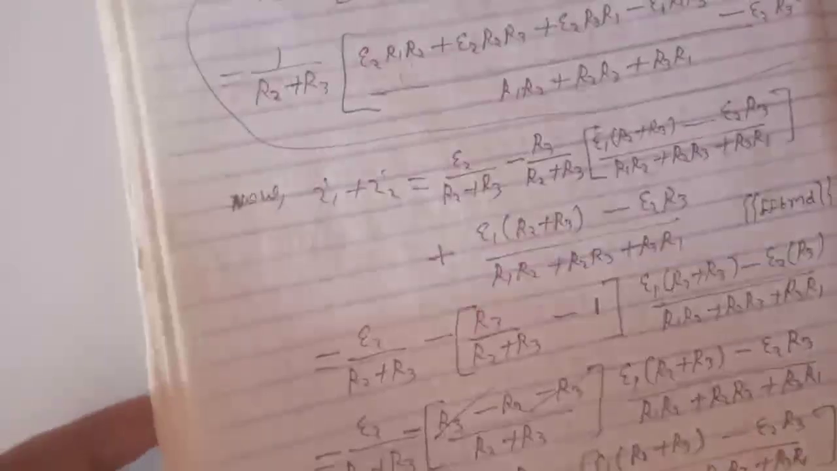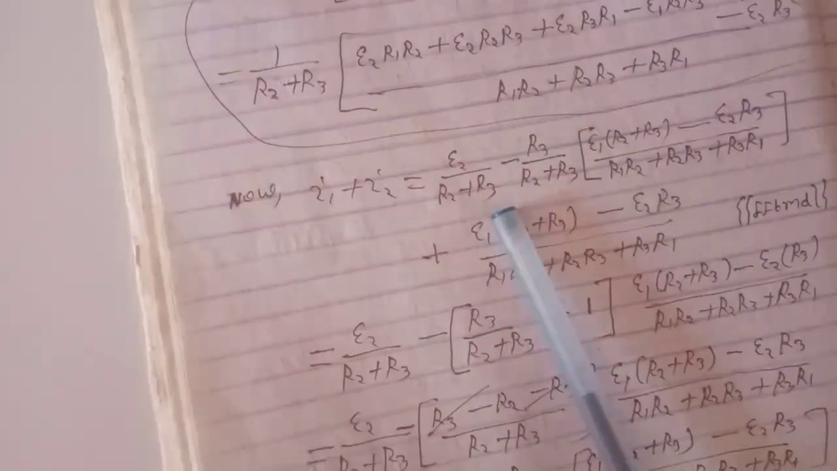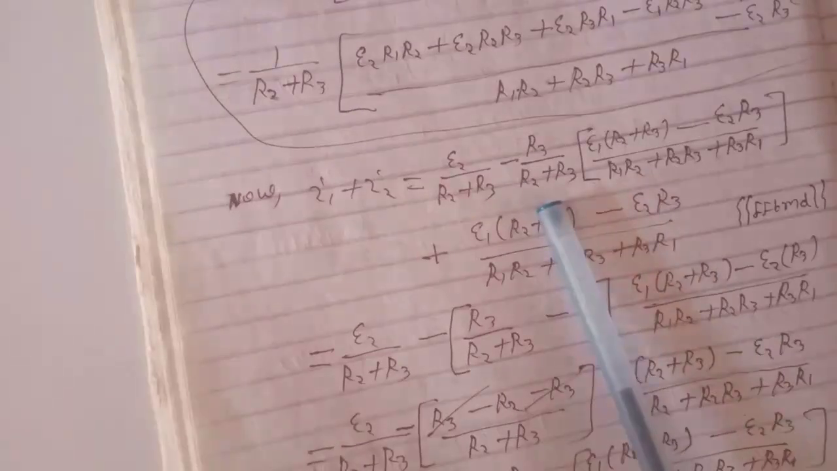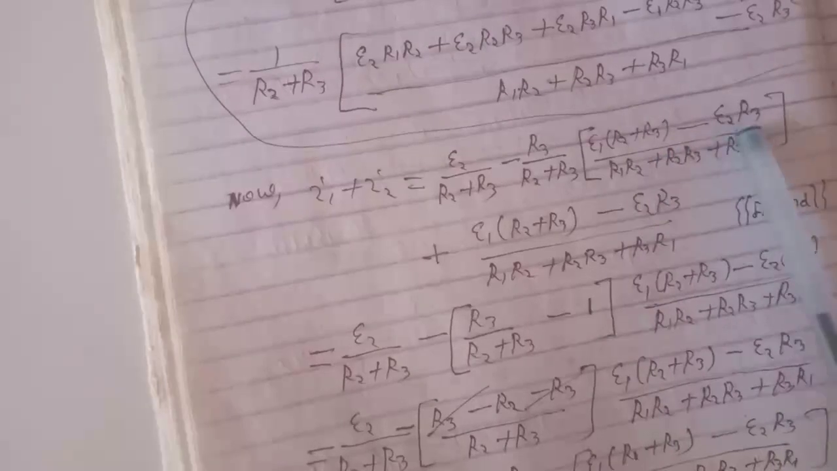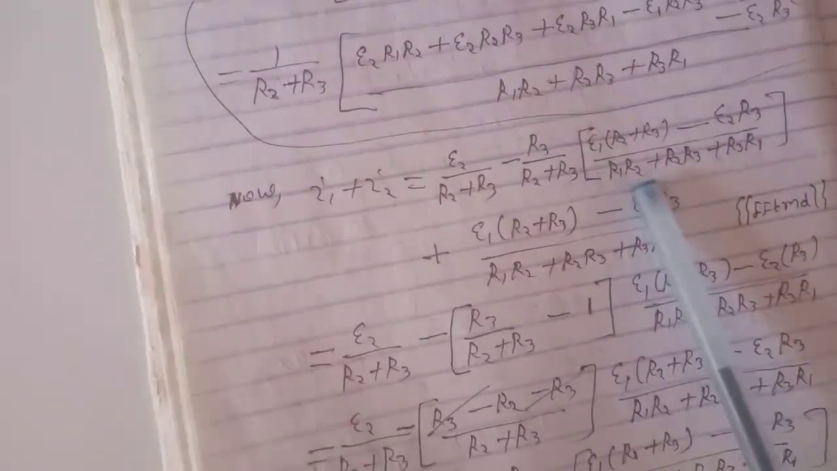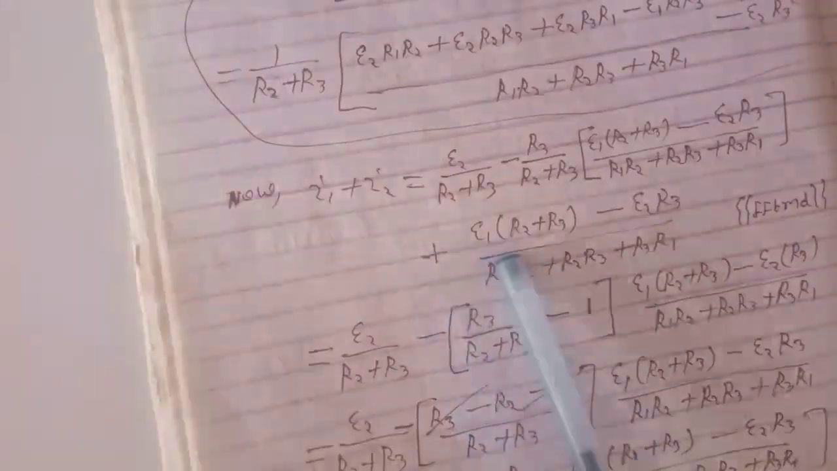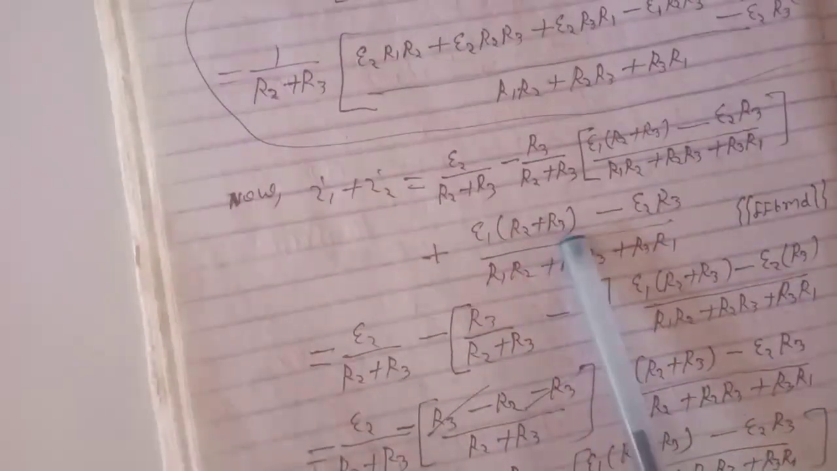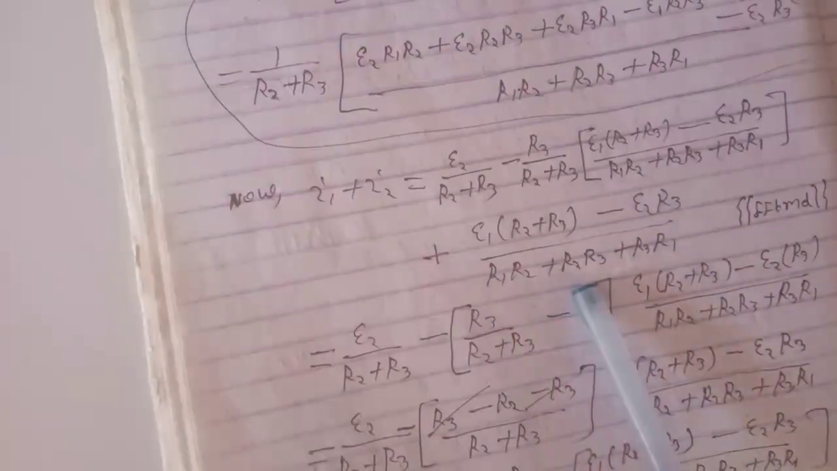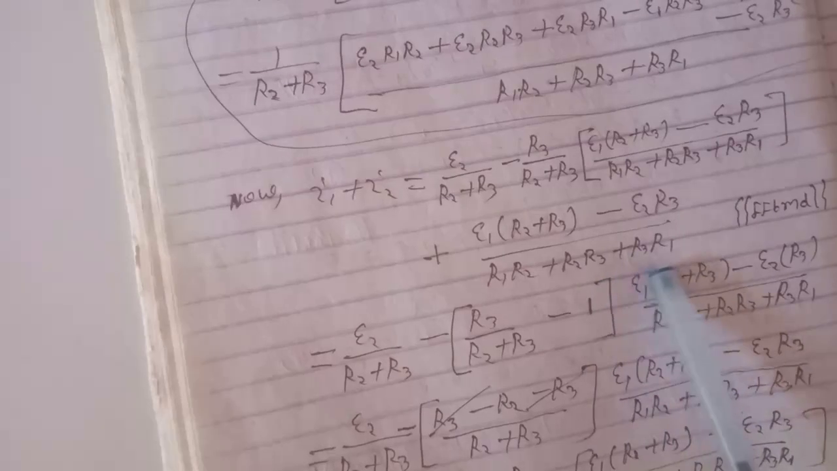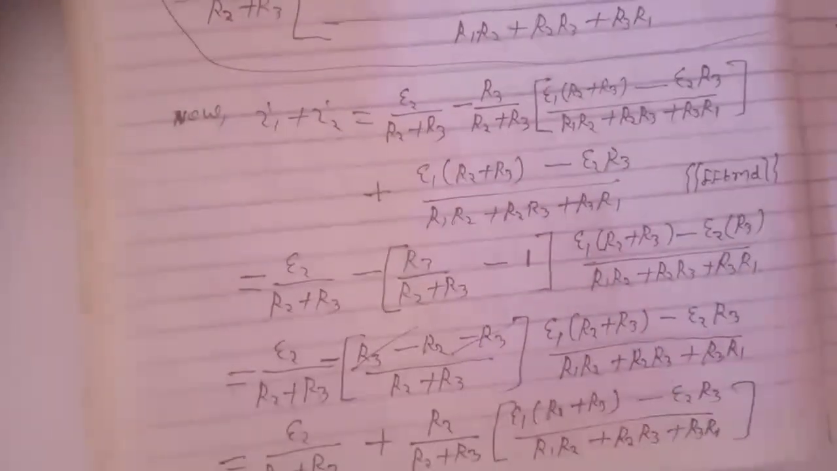Now if we take I1 plus I2, then we have E2/(R2 + R3) minus R3/(R2 + R3) times [E1 (R2 + R3) − E2 R3] divided by (R1 R2 + R2 R3 + R3 R1), plus the value of I2, which is [E1 (R2 + R3) − E2 R3] divided by (R1 R2 + R2 R3 + R3 R1). We are simplifying it.